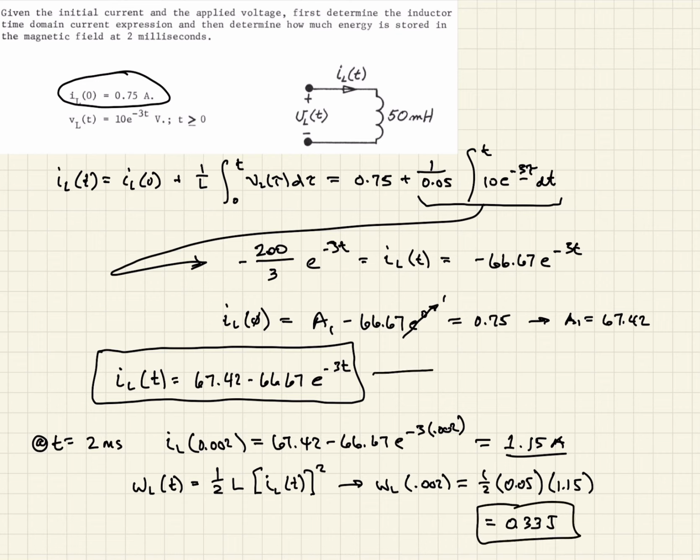So again, this is our general expression for the current. This is our energy stored in the inductor at 2 milliseconds.